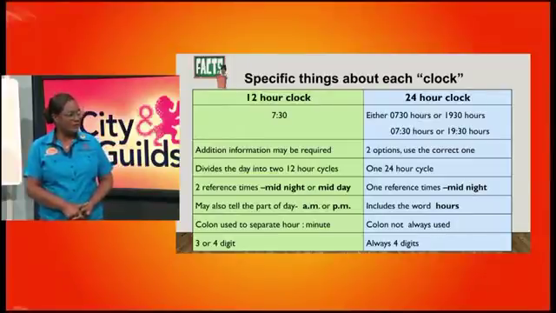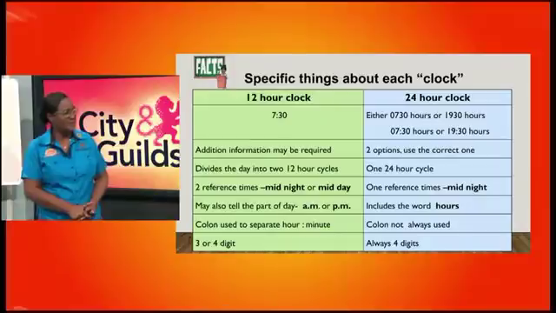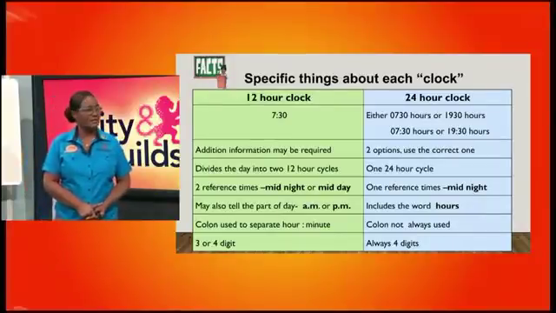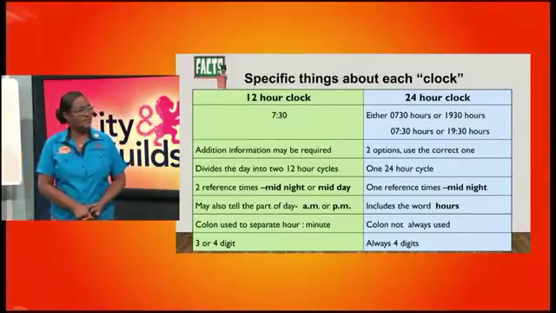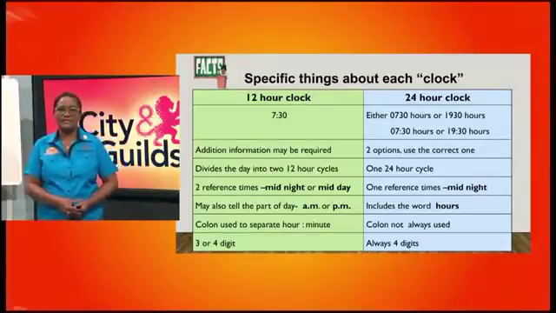With the 24-hour clock, let's look at the last 2 points there. The colon is not always used, as you can see in the first mention there of the 24-hour clock, and we always use 4 digits. So notice that for the 7 hours past the reference time, we use a 0 before 0730 hours.